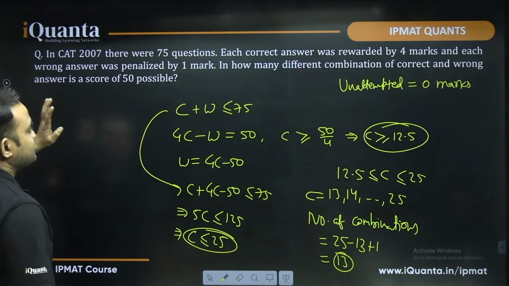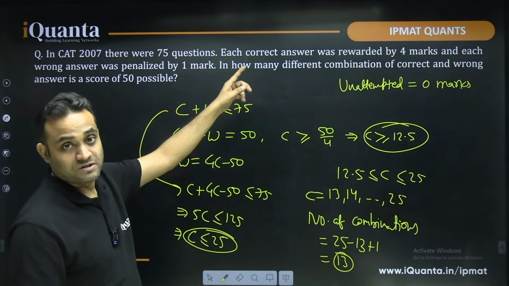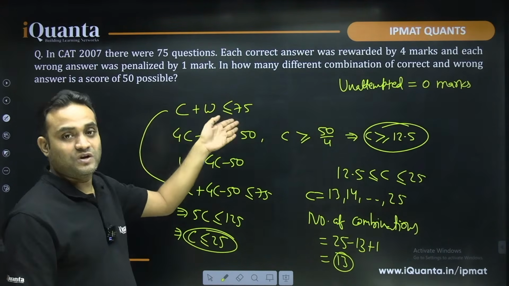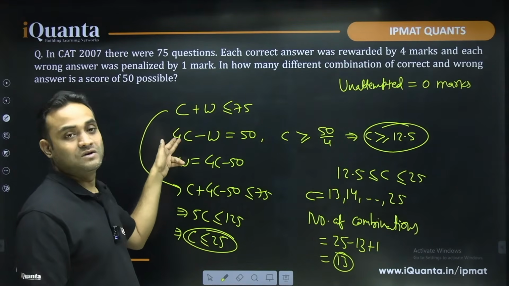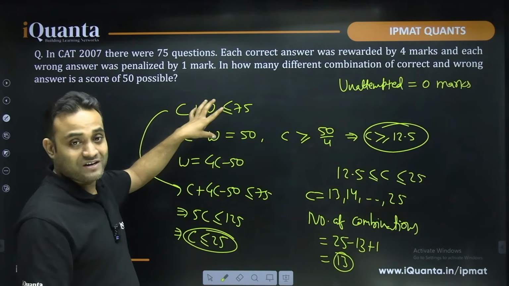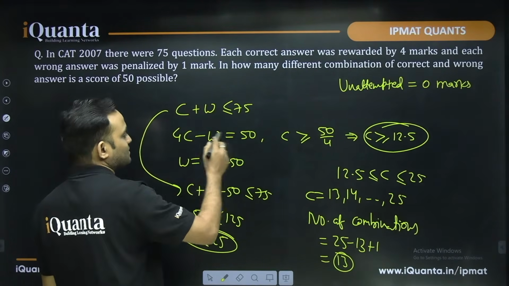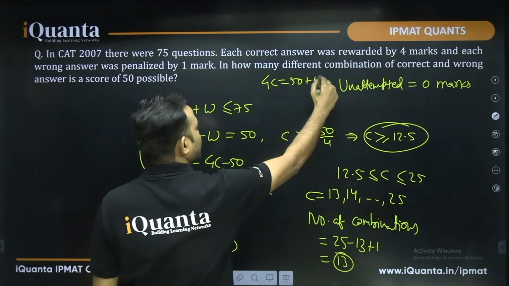C plus W, total 75 questions. There could be some unattempted as well. So correct plus wrong will always be less than or equal to 75. 4 marks for correct, minus 1 for wrong. So 4C minus W should be 50. These two are given in the question. Now what we can say, 4C will always be equal to 50 plus W, right?